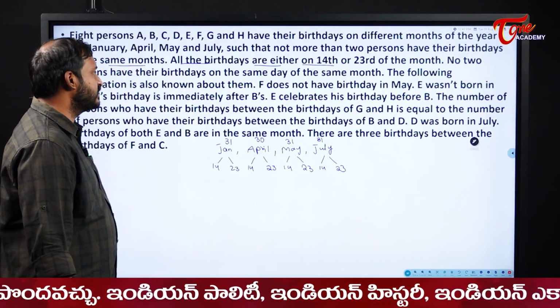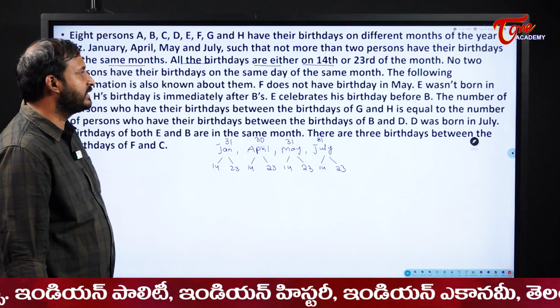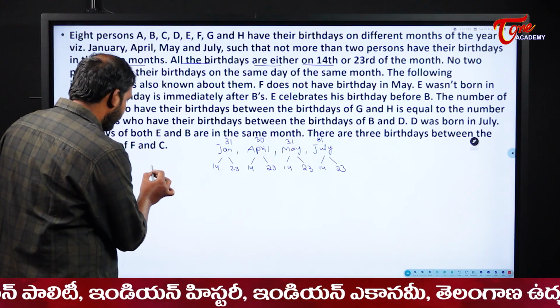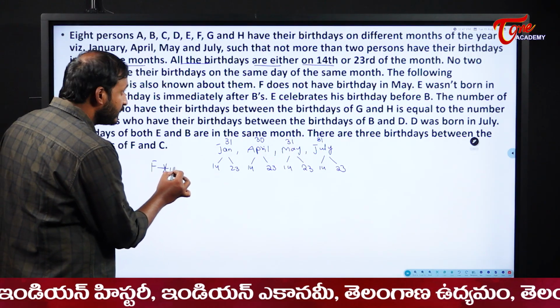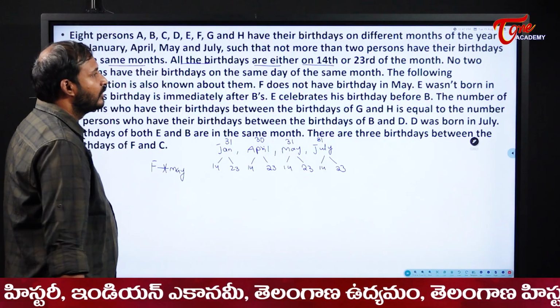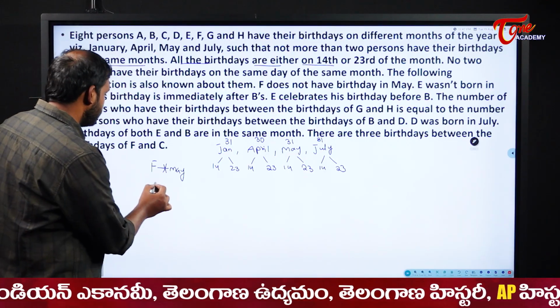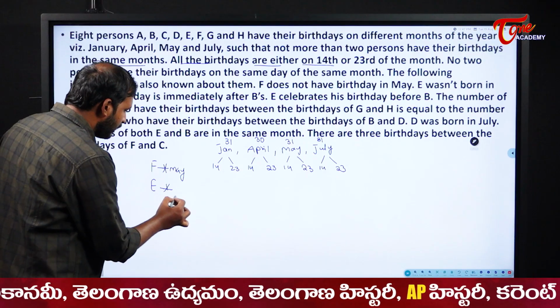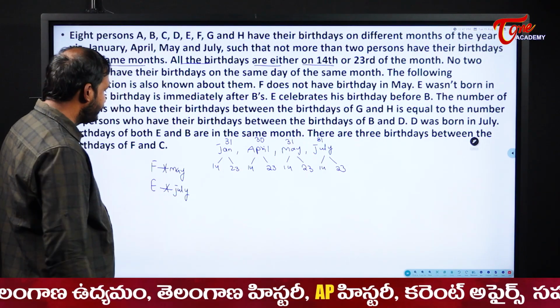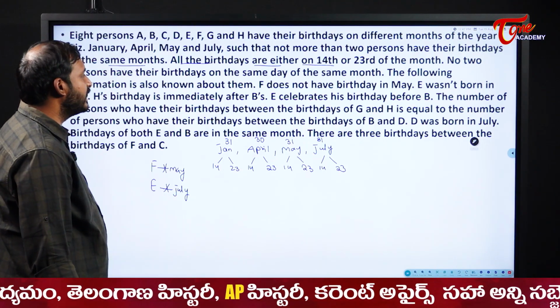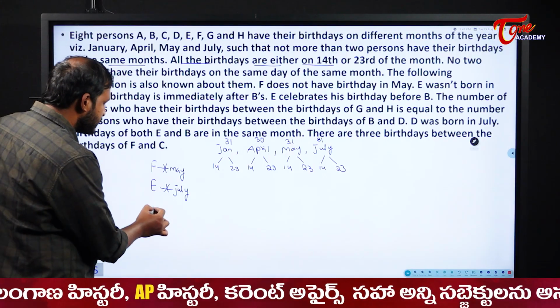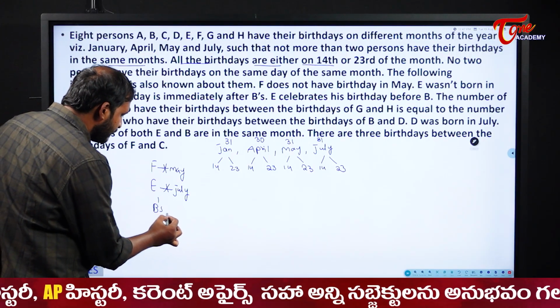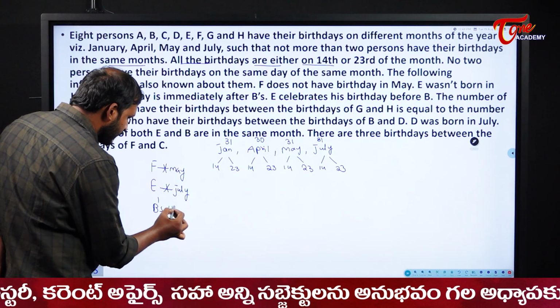The following information is also about them. Okay, F does not have a birthday in May. F does not have a birthday in the month of May. Okay, E wasn't born in July. E was not born in the month of July. Okay, H's birthday is immediately after B's. That means B's birthday, and immediately after that is H's birthday.